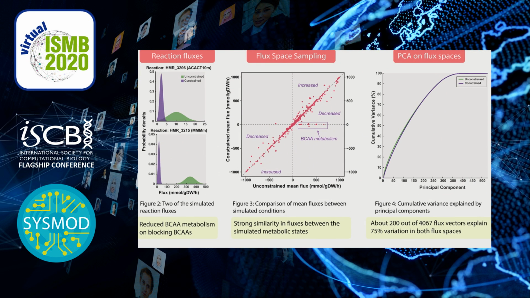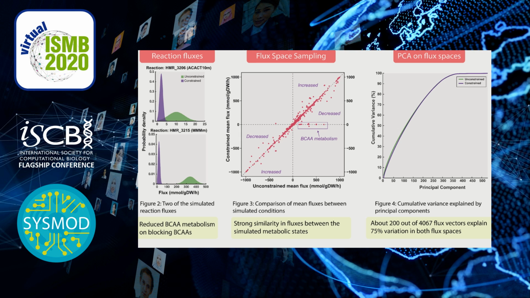Figure 2 shows the flux distribution plots for two reactions involved in branched-chain amino acid metabolism. Compared to the unconstrained green curves, we observe that blocking branched-chain amino acid uptake has shifted the purple constrained curve to the left along the x-axis, indicating reduced flux.